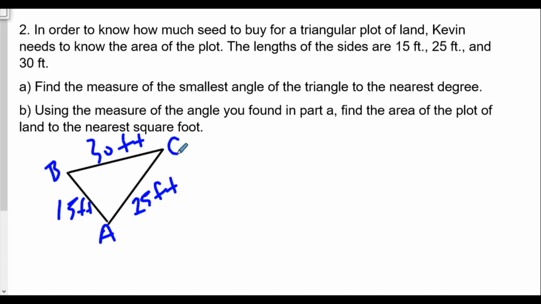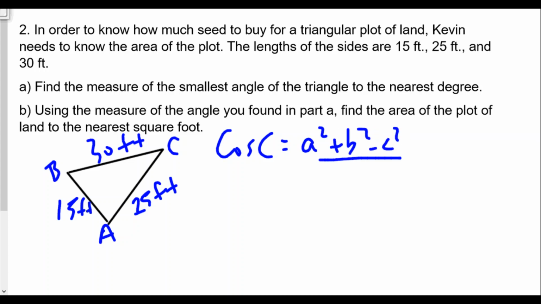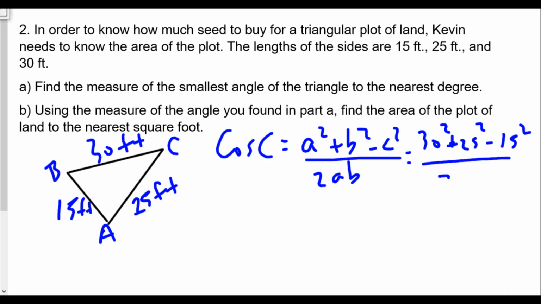So we're going to use the law of cosines, but the other cosine formula: cosine of C is equal to A squared plus B squared minus C squared over 2AB. And so now we're going to plug in the calculator. In this case it will be 30 squared plus 25 squared, minus 15 squared, all over 2 times 30 times 25. Well, let's bring a calculator to find this though.